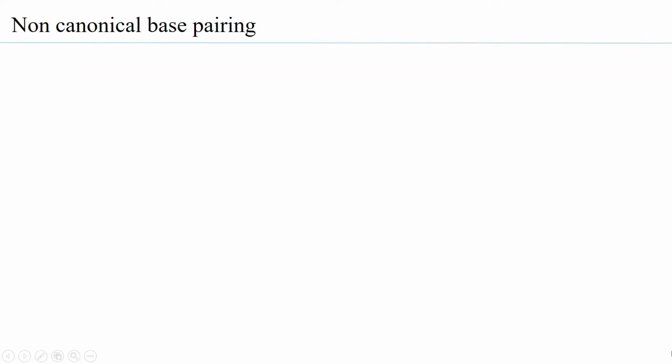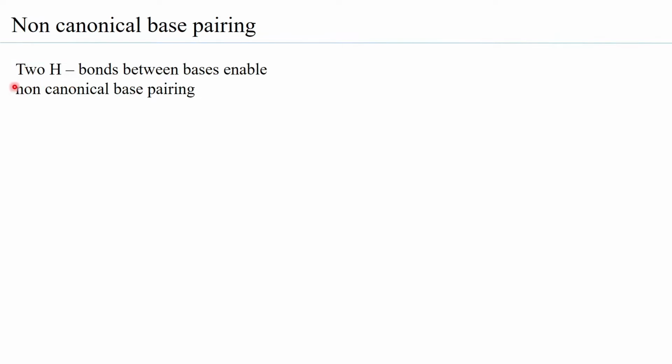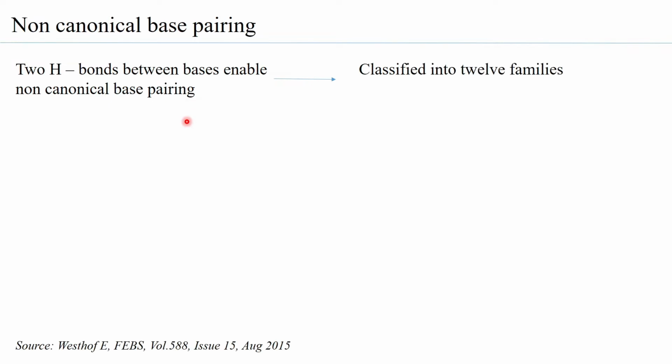Now let us look at, therefore, the different non-canonical base pairings that have been observed in nucleic acids. Sanger in 1984 proposed that if you have base pairing between two nucleobases and the number of hydrogen bonds is 2, then you can have a non-canonical base pairing. So ideally what is suggested is that between two nucleobases, if you have two hydrogen bonds, you can have non-canonical base pairing.